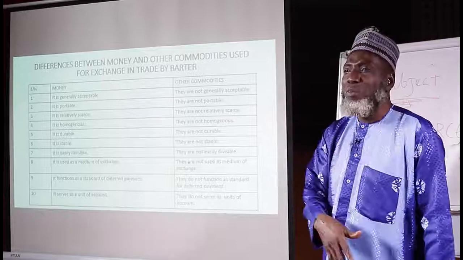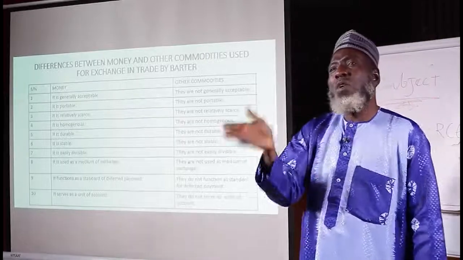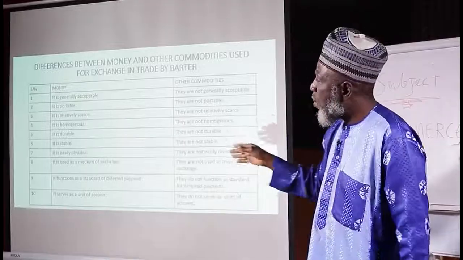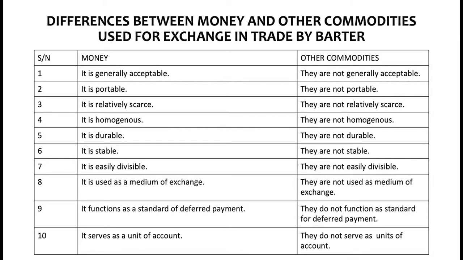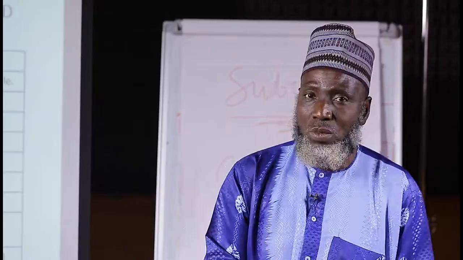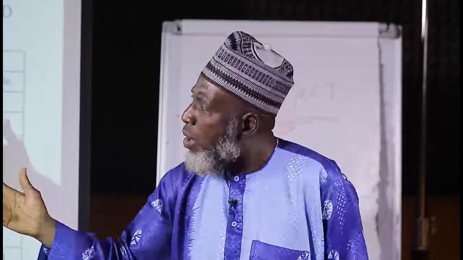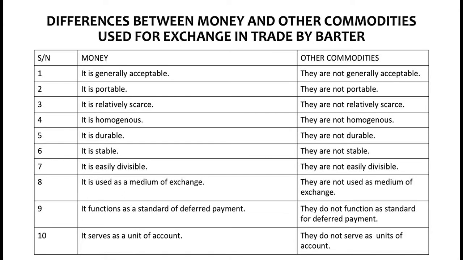Then we quickly go to differences between money and other commodities that are used in terms of exchange. Number one, money is generally acceptable, but other commodities are not generally acceptable. You can accept if you like or reject. Two, money is portable. It can easily be carried about, but other commodities are not like that. Then money is relatively scarce, but other commodities are not like that. Money is durable. We have said it when we were talking about the qualities of money. But other commodities used as a means of exchange are not durable.